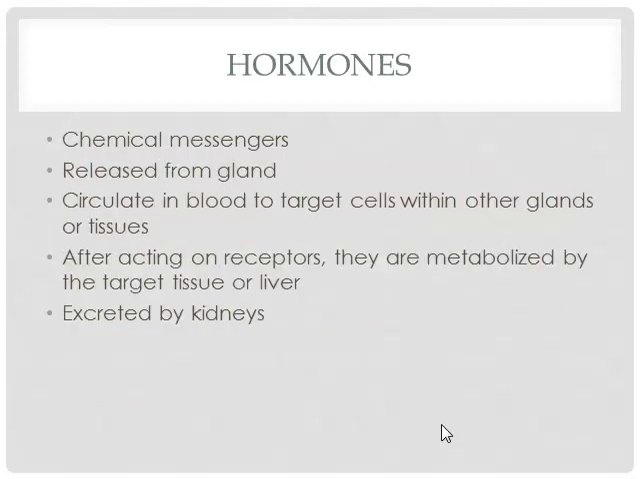So hormones, as we know, are chemical messengers. They're released from a gland. They circulate in the blood to target cells within other glands or tissues. After they act on receptors, they are metabolized by the target tissue or the liver, and then afterwards, they're excreted by the kidneys.